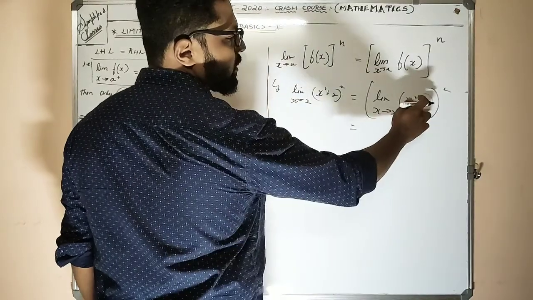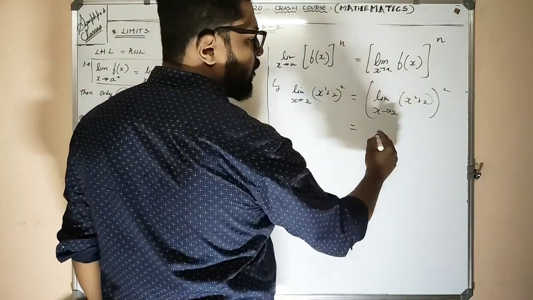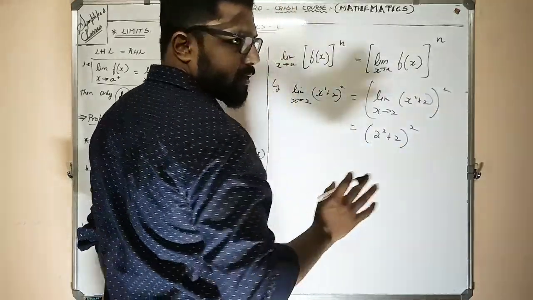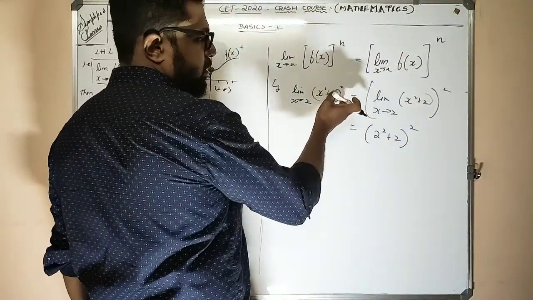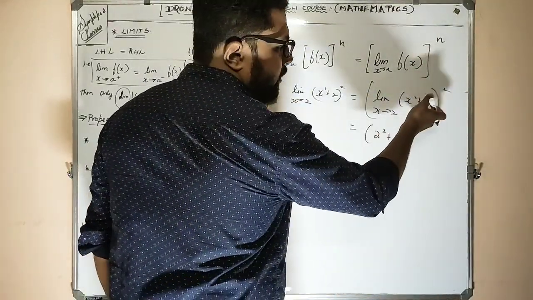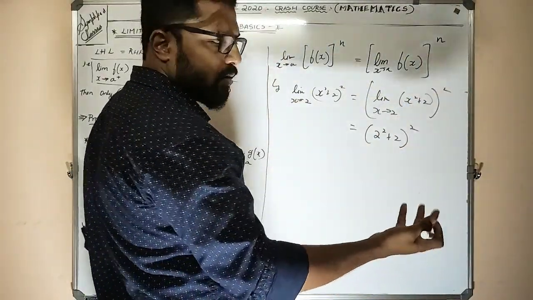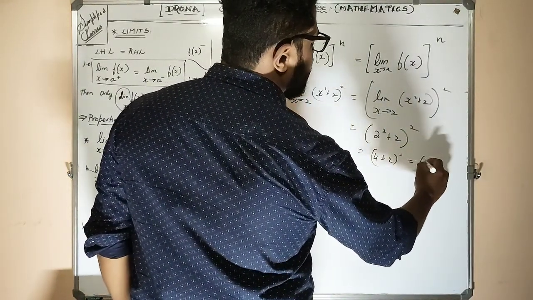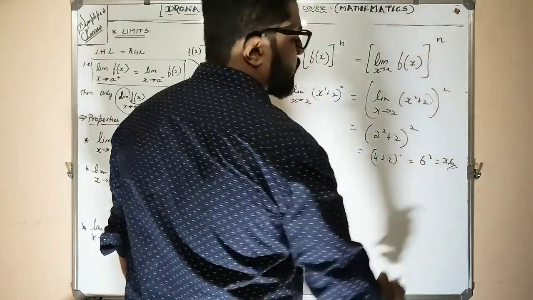So what will happen here is, as soon as I apply the limit of 2, it will change itself into 2 square plus 2 the whole square. Isn't it? Even if it was here, this thing, 2 plus 2 the whole square only it would be. And even if you apply the limit to this function and then square it also, it's going to be the same. It's going to look like 4 plus 2 the whole square. 6 square, that is 36 is your answer.